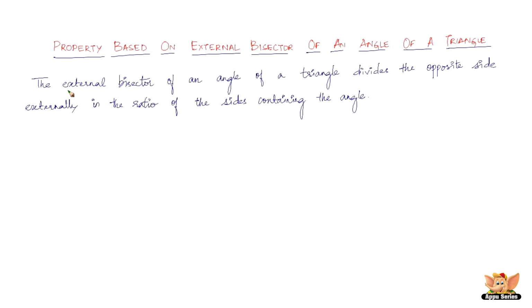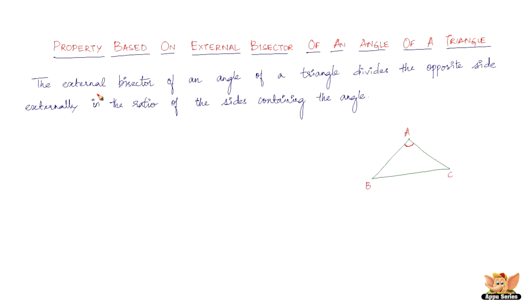It says the external bisector of an angle of a triangle. First of all, we need a triangle here. So let me draw a triangle like this and name it A, B, C. It says the external bisector of an angle. There is some angle involved in this triangle, right? So let us consider that angle to be angle A. So we've got a triangle ABC, and there is an angle A.